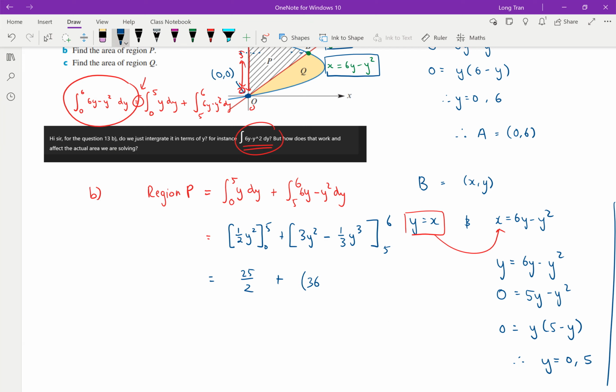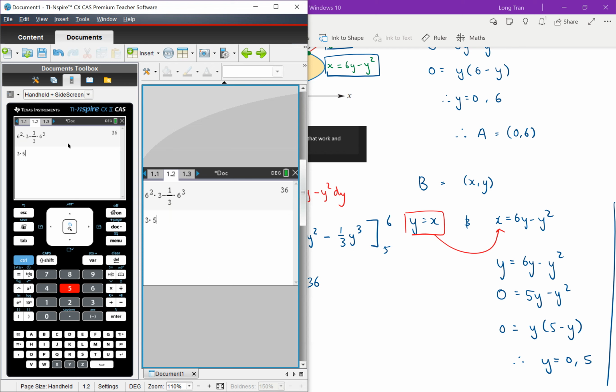So it's 36, that region, and then I'm going to substitute 5 in. So what? 3 times 5 squared minus 1/3 times 5 cubed. So 100 and, wow. I don't think I've done anything wrong, have I? No, I don't think so. So if I did this and I changed it to 6, and then I changed this to 6, no, still the same. All right. So then what's 36 minus 8 on 3?